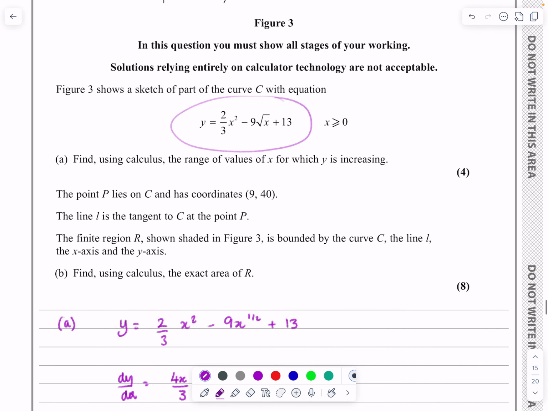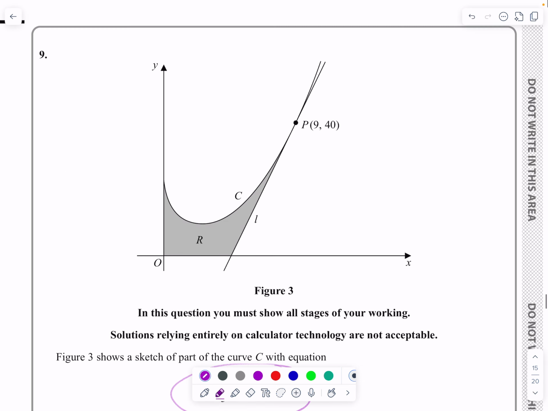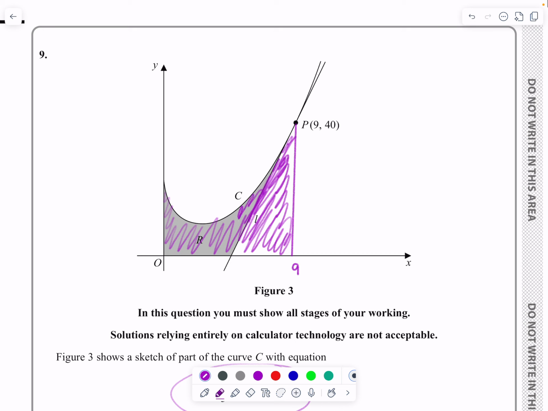Second part says, you can read through all that information, pause the video if you want, but what they're asking us to do is to find the region R there. Now, if I drop a vertical line straight down there, the region R that I want is going to be the area under the curve from 0 to 9, that area, subtract the area of the triangle. Okay, so I'll do that in a second, but how do I work out the area of the triangle?